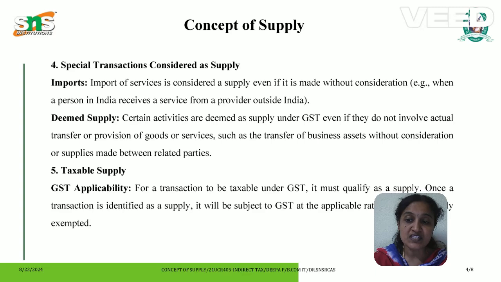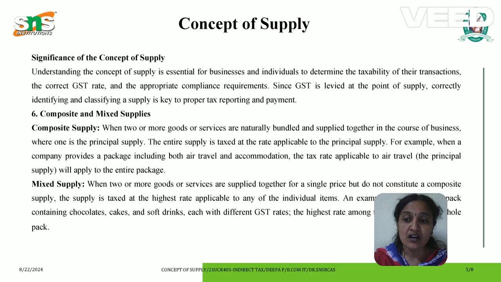Taxable supply. GST applicability. For a transaction to be taxable under GST, it must qualify as a supply. Once a transaction is identified as a supply, it will be subject to GST at the applicable rate unless specially exempted. The next is the significance of the concept of supply. That is essential for businesses and individuals to determine the taxability of their transactions, the correct GST rate, and the appropriate compliance requirements. Since GST is levied at the point of supply, correctly identifying a supply is key to proper tax reporting and payment.